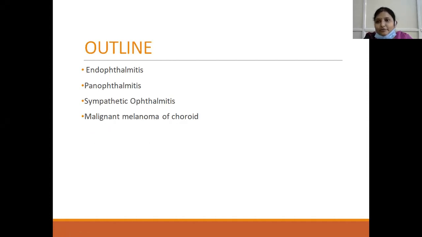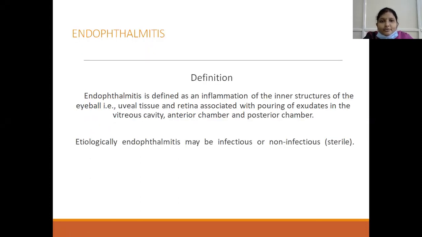So, in the last few classes, we have discussed anterior uveitis, intermediate and posterior uveitis. Today we will complete uveitis by dealing with the topics endophthalmitis, panophthalmitis, sympathetic ophthalmitis, and various tumors of the uveal tract. First, we will start with endophthalmitis.